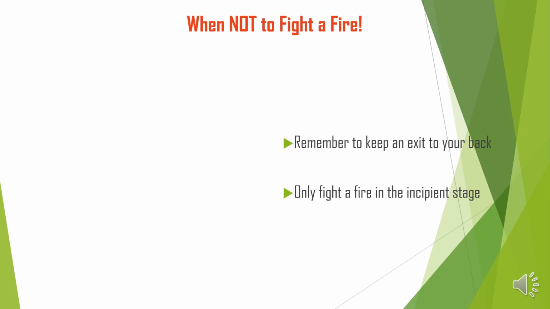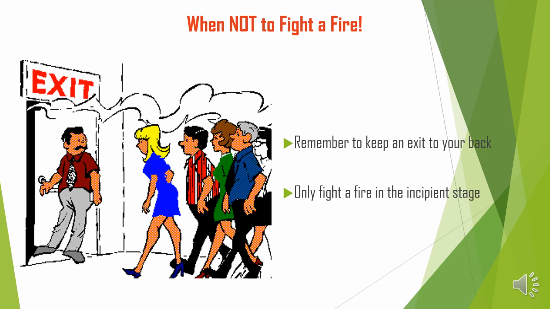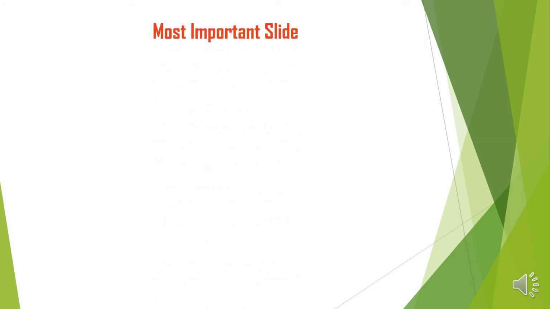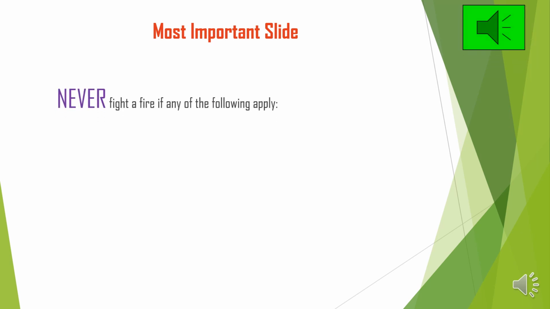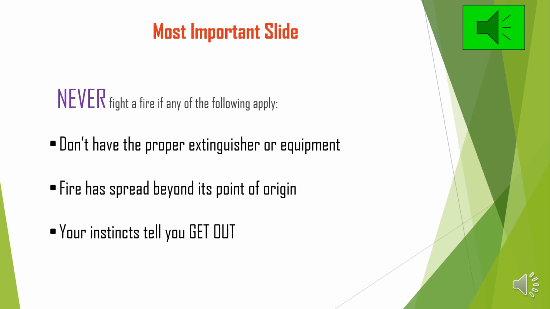Only fight the fire if you are anticipating that you can fight it, if it's a small fire, if you can deal with it. This is keeping the fire exit at your back. The most important slide for the presentation today: never fight a fire if any of the following apply. You don't have the proper fire extinguishers or equipment. You don't have enough equipment. You don't know what to do with the equipment. Don't push yourself inside the fire.